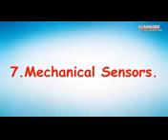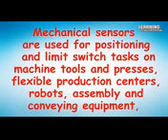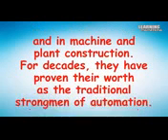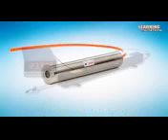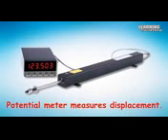7. Mechanical sensors. Mechanical sensors are used for positioning and limit switch tasks on machine tools and presses, flexible production centers, robots, assembly and conveying equipment, and in machine and plant construction. For decades, they have proven their worth as the traditional strongman of automation. For example, strain gauge, potentiometer measures displacement.